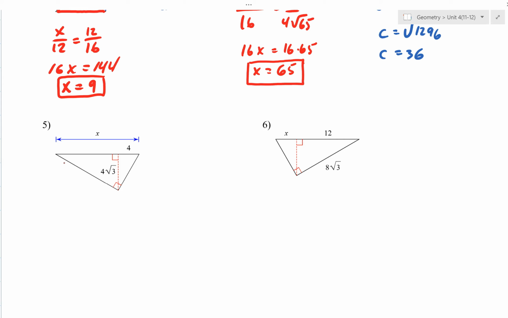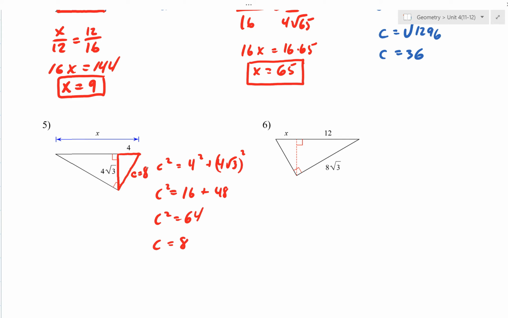For problem 5, we can find the hypotenuse of this small red triangle by doing c squared equals leg squared plus leg squared. So c squared equals 16 plus 48. C squared equals 64. So c equals 8. So now we know this side is 8.